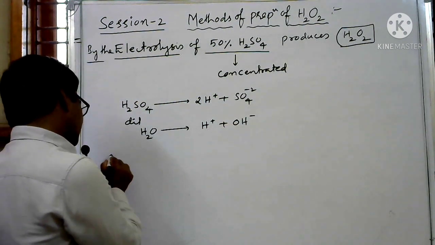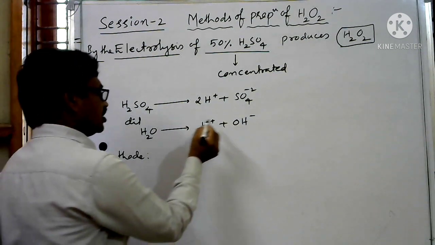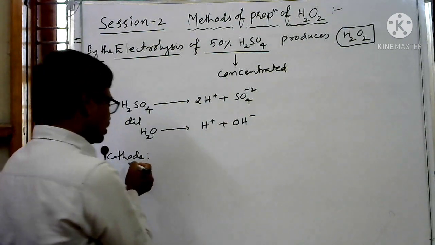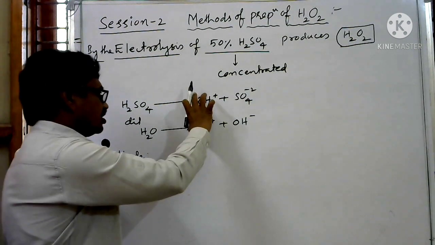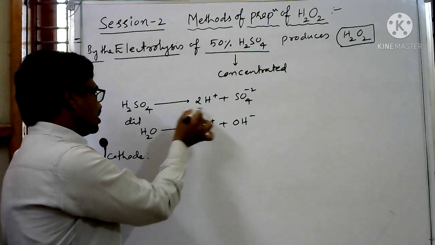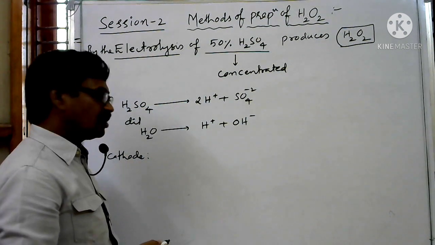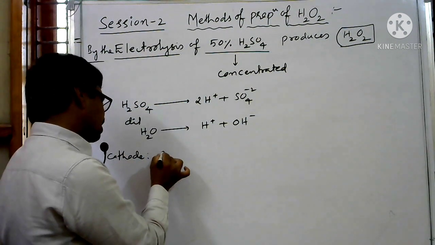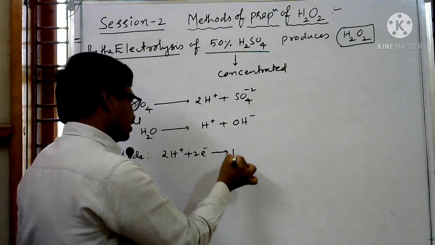So at cathode, here positive ions are moved towards cathode, negative charge electrode. There is no competition here. All are H plus ions only. H plus ions are produced by H2SO4 and the same H plus ions are formed by water molecules also. So that here H plus ions undergo reduction and produce hydrogen gas.